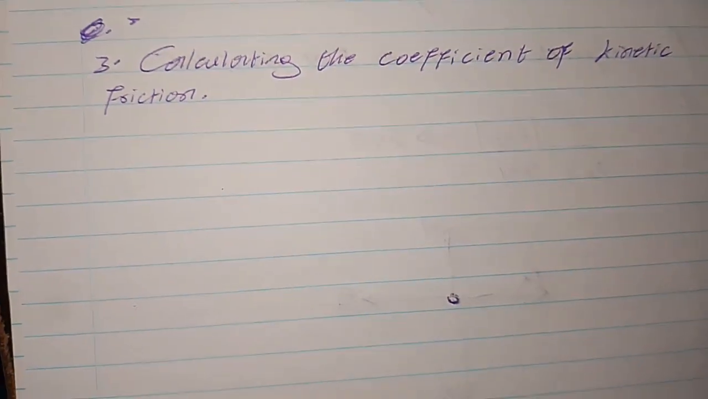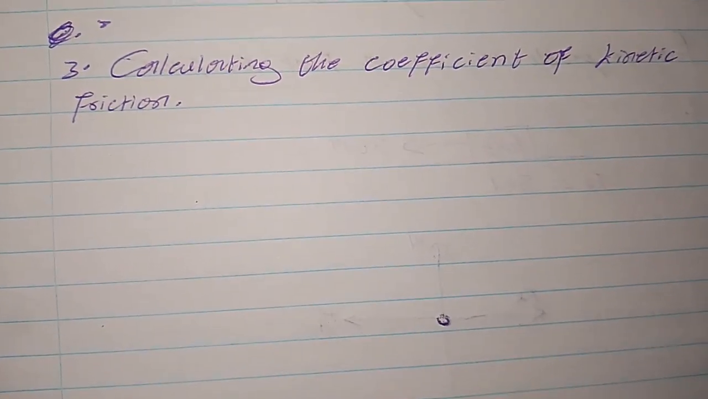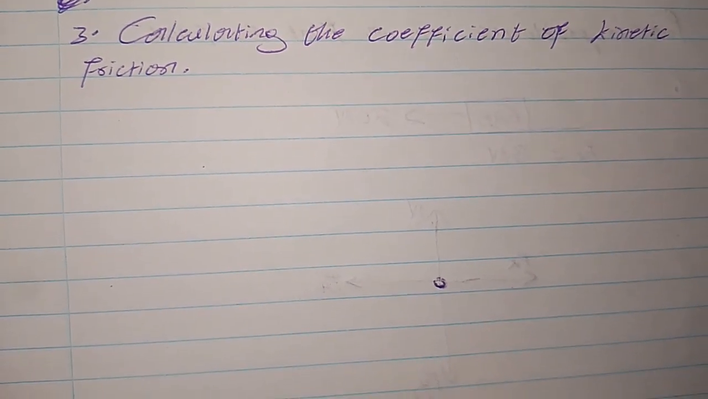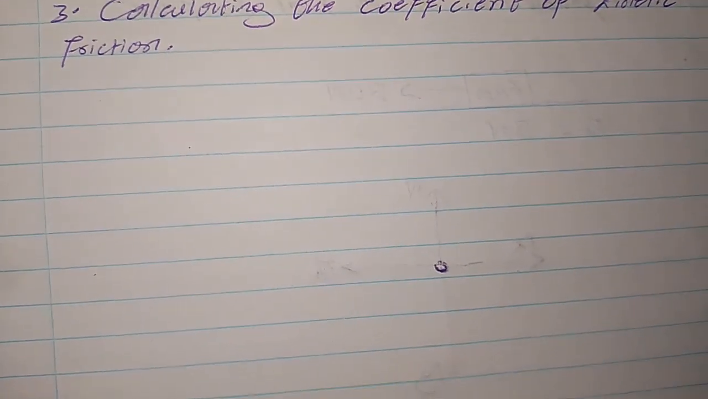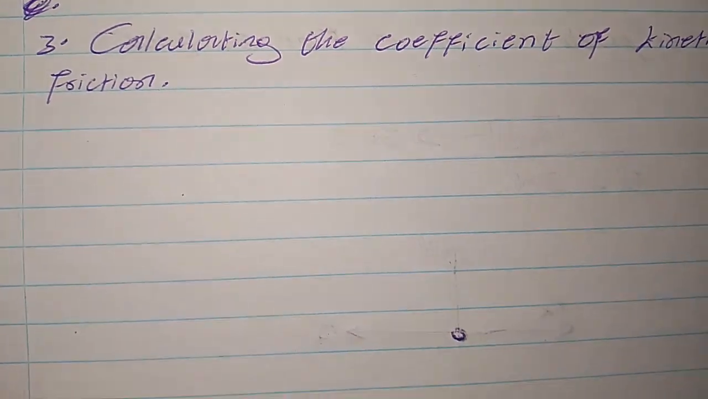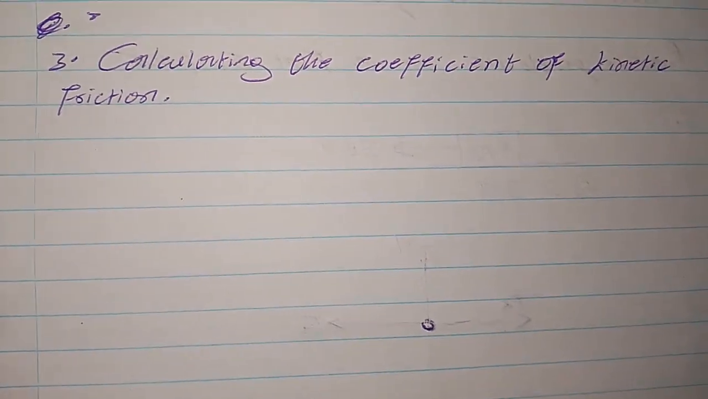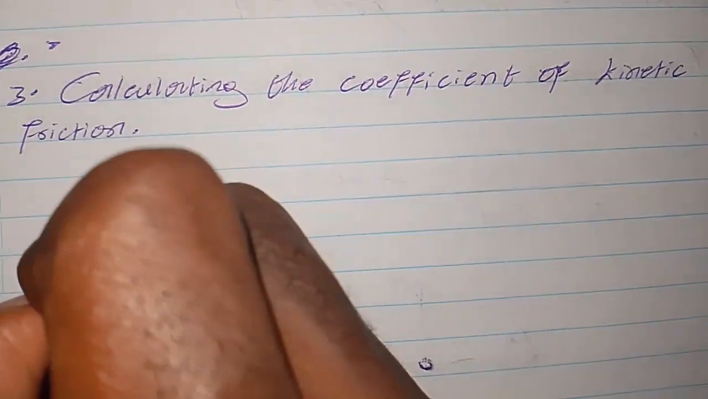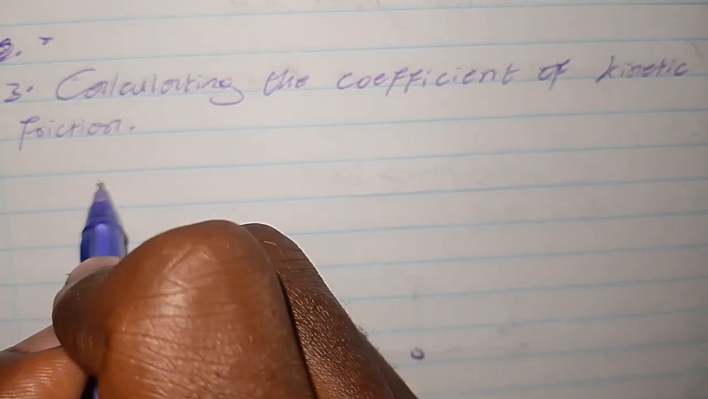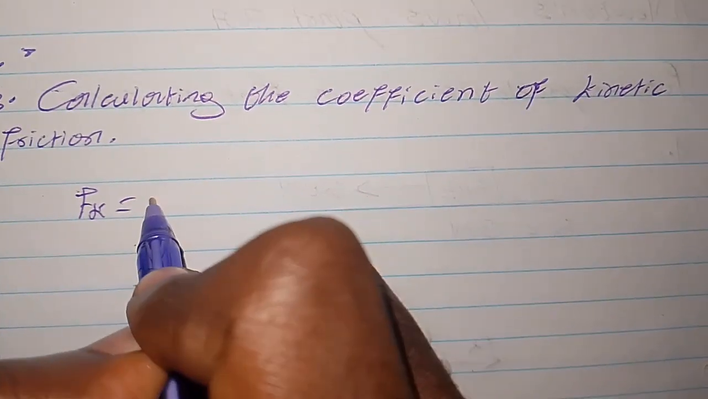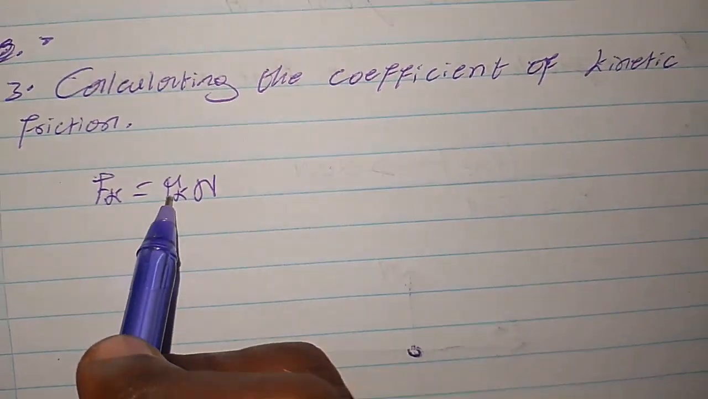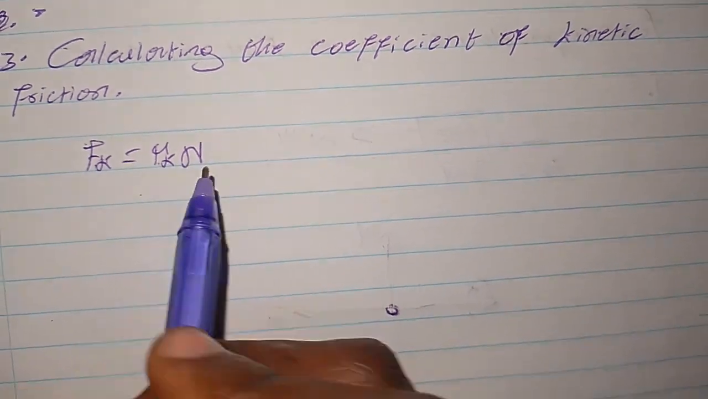Now we'll be looking at question 3, calculating the coefficient of kinetic friction. So how do we calculate the coefficient of kinetic friction? So we have this formula. You can check in your examination guideline 2021. We have this formula that says Fk is equal to mu k multiplied by normal force. So this is for friction, and then this is the coefficient of kinetic friction, and this is normal force.